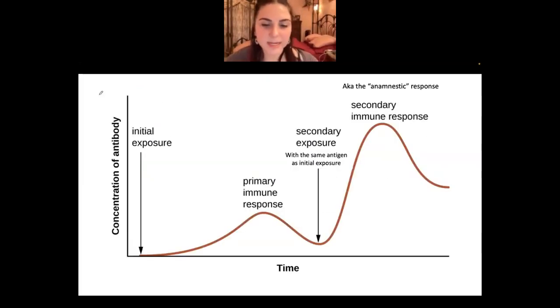Okay, so this is the primary versus secondary immune response. This is really, really important, so we have to talk about it. The y-axis is concentration of antibody. The x-axis is time. And this is where we get the first exposure of the vaccine. Let's say this is the first time we ever saw this antigen, the first time we ever saw this antigen get injected.